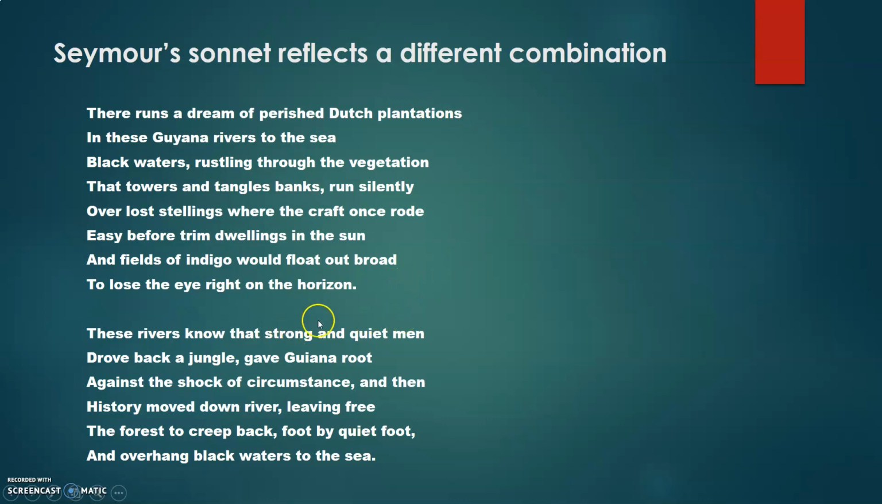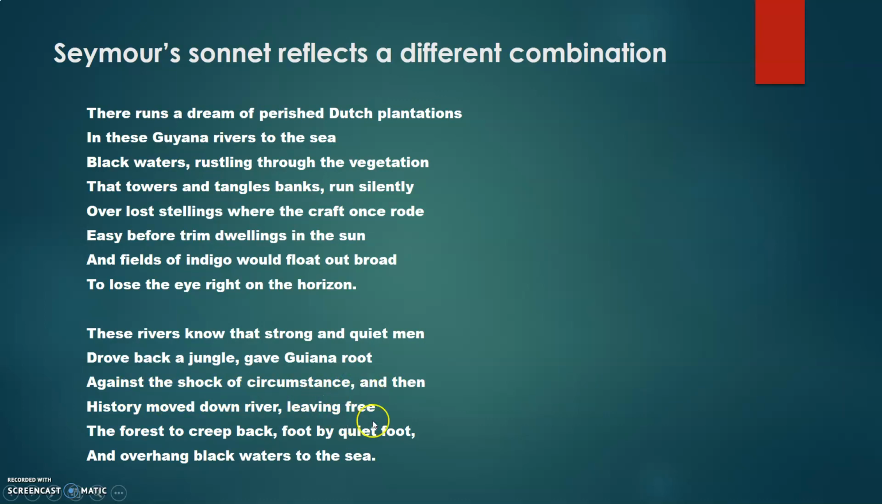Now, the sestet probably presents a different view. Let's see. The rivers are now personified. Rivers know that the men drove back the jungle. So rivers are given lifelike qualities. And so it's birth not only of settlements, but probably birth of country, nation. Guyana drove back a jungle, gave Guyana root against the shock of circumstance.